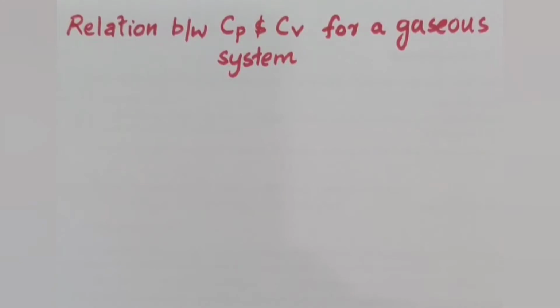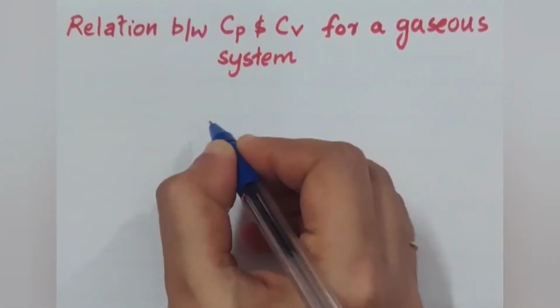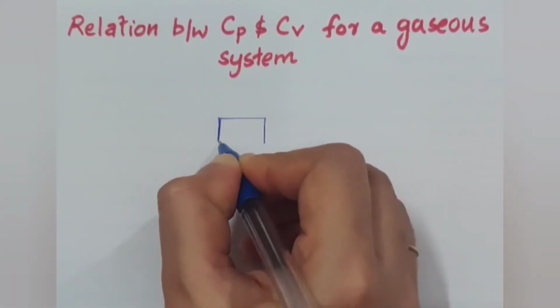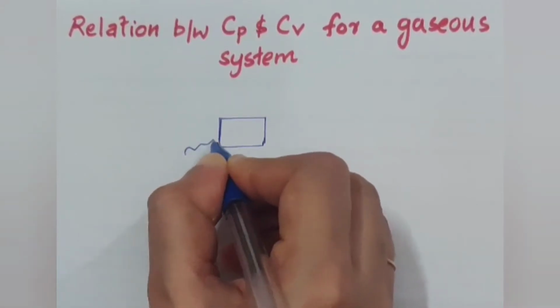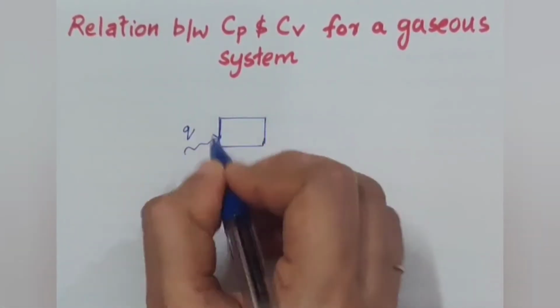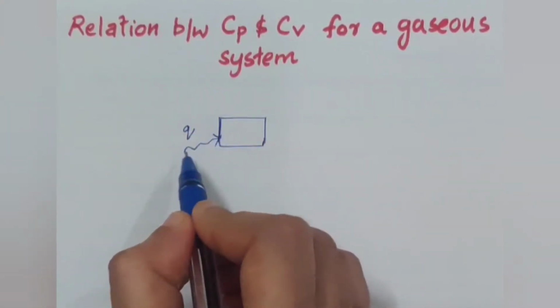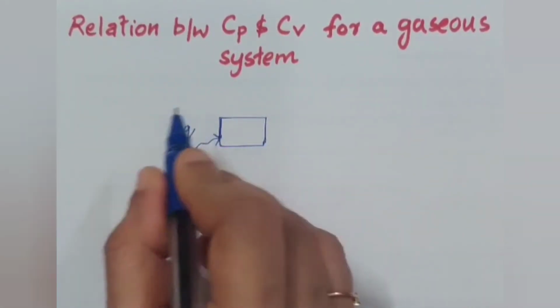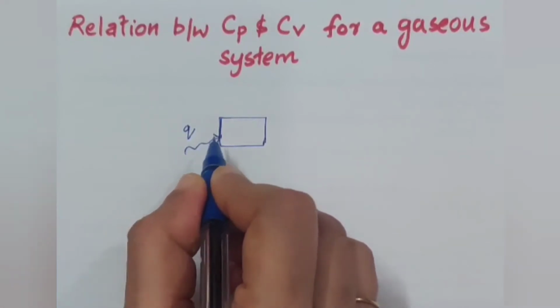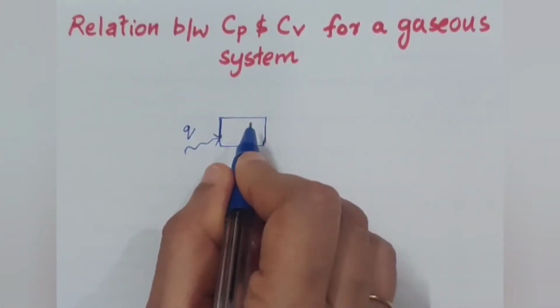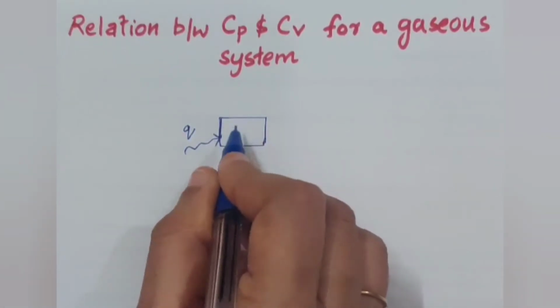Hi students, today we are discussing the relationship between Cp and Cv for a gaseous system. That is, when heat is added to a gaseous system at constant volume, it is used up completely to increase the internal energy of the system.